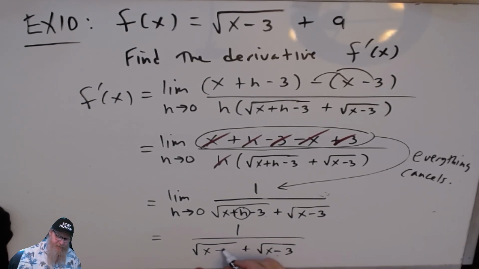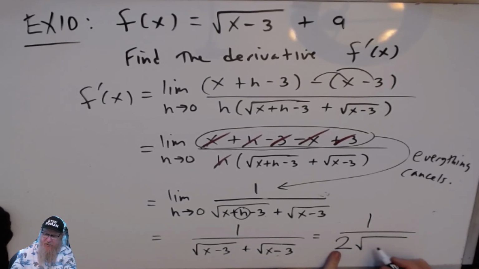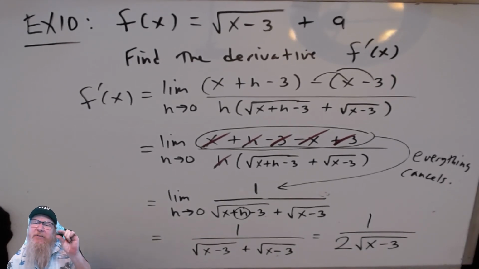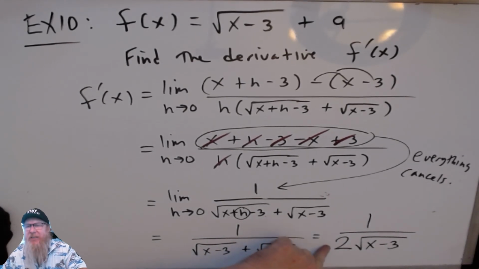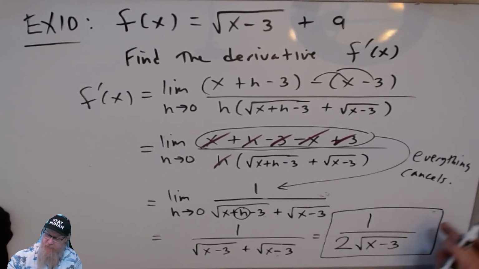So these are twins. And what do you do with twins? You put a big giant 2 in front of the square root. It's not a little 2. It's not an index. It's a coefficient. It's 1/2. And that is your derivative.